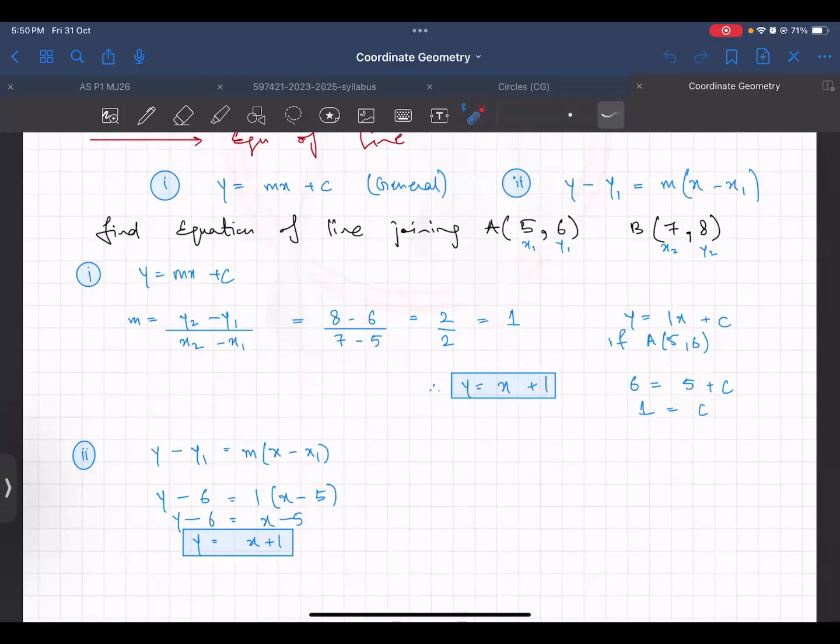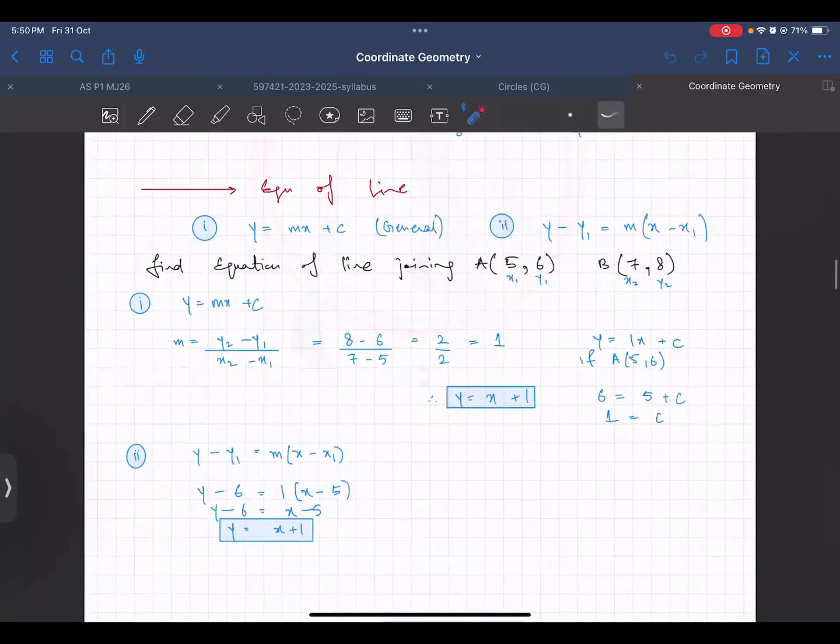So if you use this formula or this formula, it's up to you. I would recommend you to use this one. This is better and more advanced, or according to your level. This eases your working as well. It requires less working.